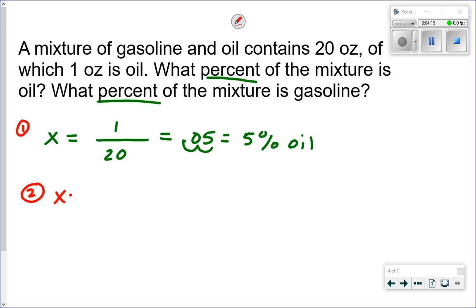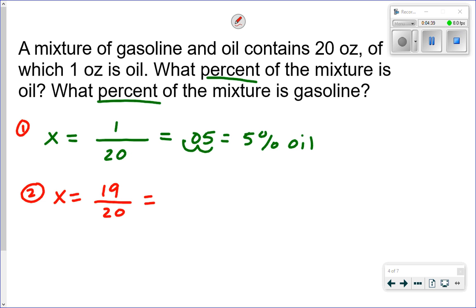So x equals, again, we're solving for percent. My whole number doesn't change, that's 20. But what would be my partial amount for gasoline? Well, I already used 1 ounce, so 20 minus 1, that means that there should be 19 left that are gas. So I'm going to plug that into my calculator.